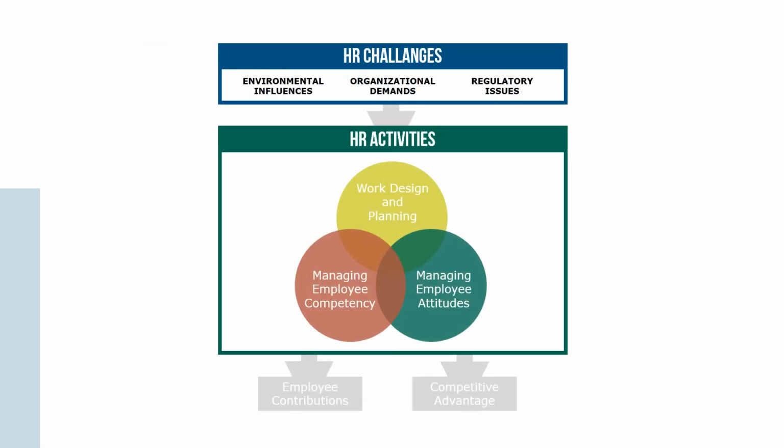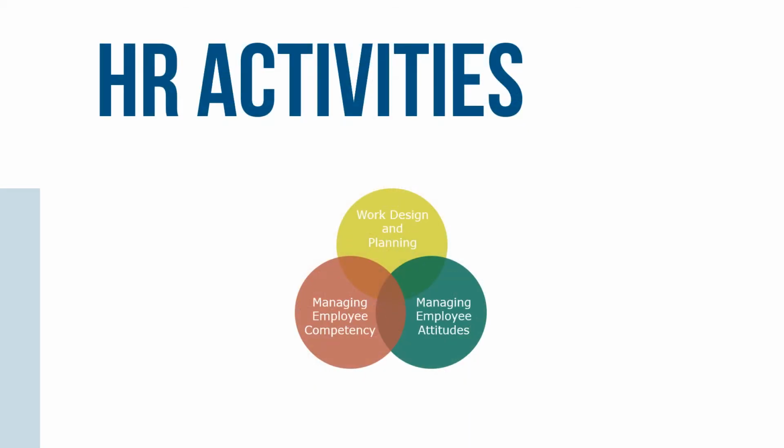This figure shows that the strategic management of employees centers around three categories of HR activities, which occur within the context of three main HR challenges. The three primary HR activities are, first, work design and workforce planning, which is about designing jobs and planning for the workforce needed to achieve organizational goals. Second, managing employee competencies, which includes identifying, acquiring, and developing employee talent and skills. Finally, third, managing employee attitudes and behaviors, which means encouraging and motivating employees to perform in appropriate ways to contribute to company goals.